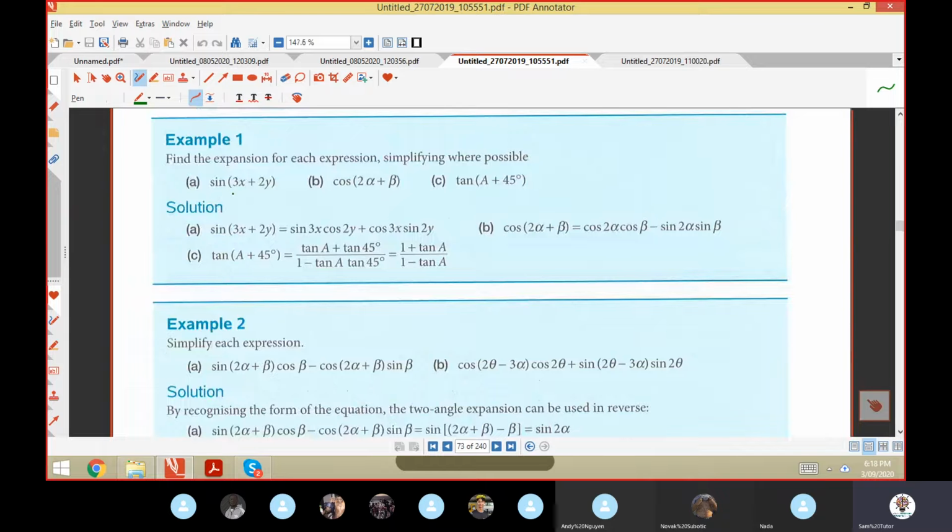But to expand sine, A plus B, it's sine A, cos B plus cos A, sine B. For cos, A and B, it's cos minus sine. And then for tan, it's tan A plus tan B on 1 minus tan A, tan B. Any questions? No? Anybody?